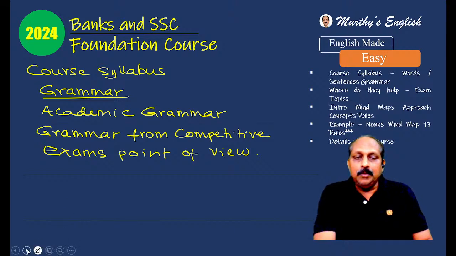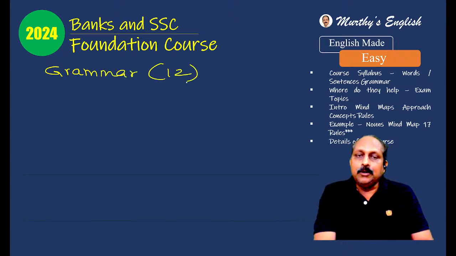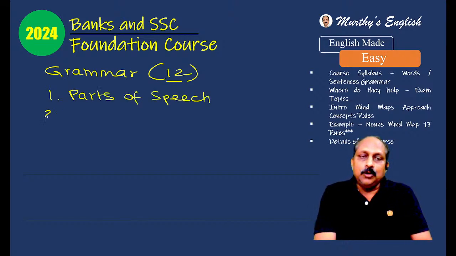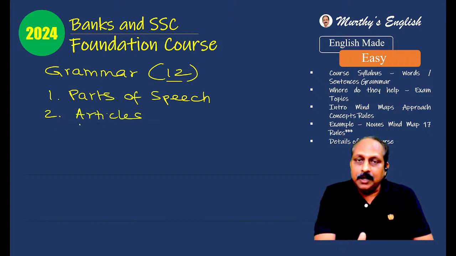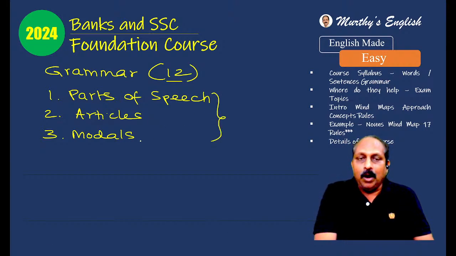And coming to this grammar syllabus, broadly we have 12 topics, but two topics are part of both grammar and vocabulary. First topic, parts of speech. Second topic, articles. First, I will talk about the syllabus, then how to master. Third one, modals. They are part of verbs, but a separate topic. And these three, one group.